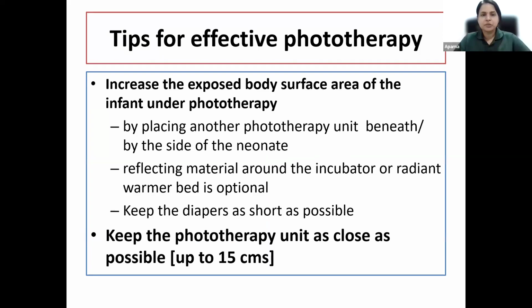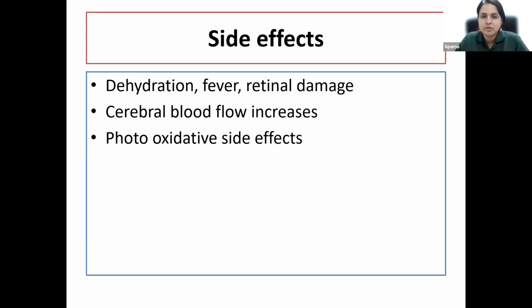Now, the tips for effective phototherapy are to increase the exposed body surface area of the infant under phototherapy by placing another phototherapy unit beneath the infant, or placing reflective material around the incubator, and keeping the diapers as small as possible. And we may also benefit by keeping the phototherapy unit as close as possible, up to 15 centimeters.